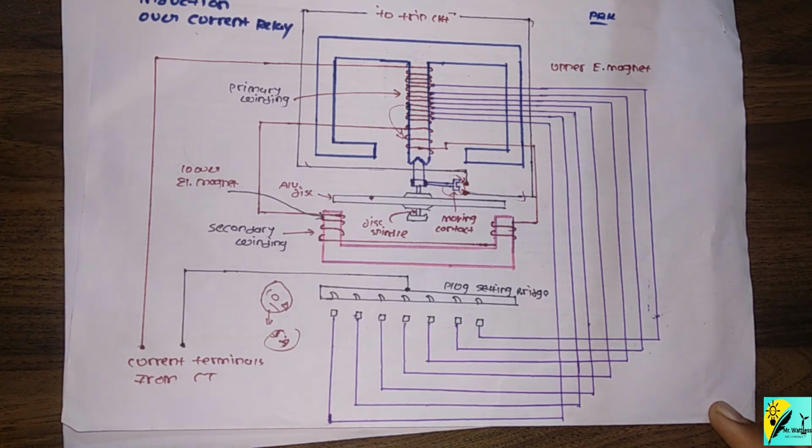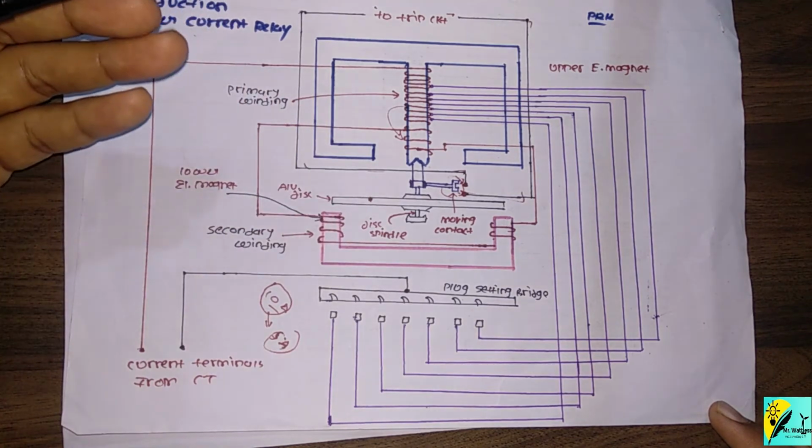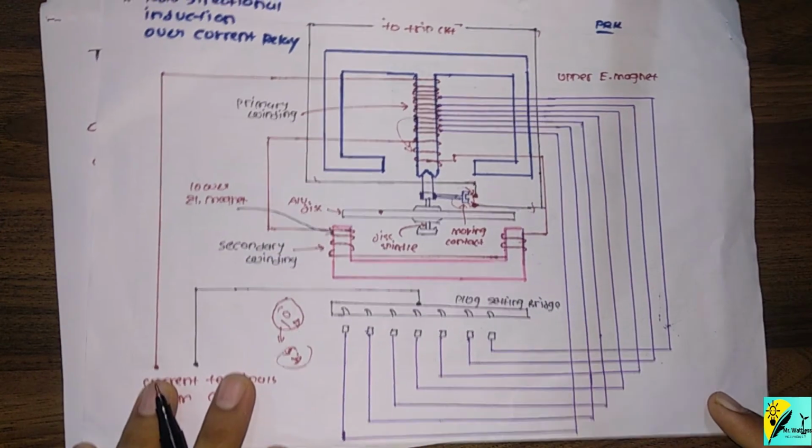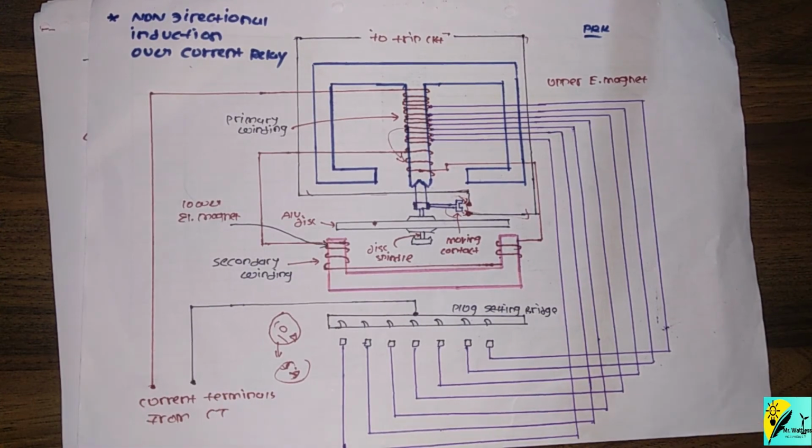So this gives the relay any desired time setting, which is indicated by a pointer on a time setting dial, and the dial is calibrated from 0 to 1 only. Okay, so this does not give direct operating time, but it gives a multiplier which can be used along with the time plug setting multiplier curve to obtain the actual operation time of the relay. The time plug setting multiplier curve is provided by the manufacturer itself. So this is all about the non-induction overcurrent relay.